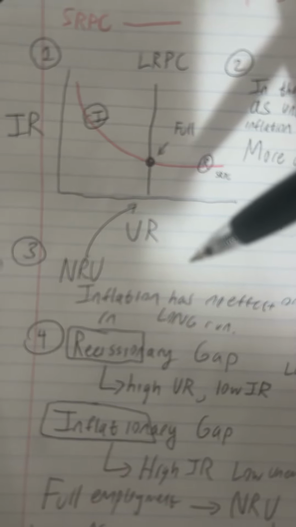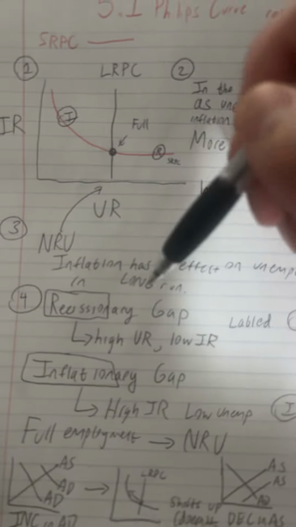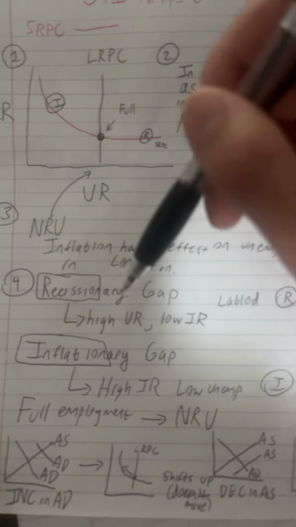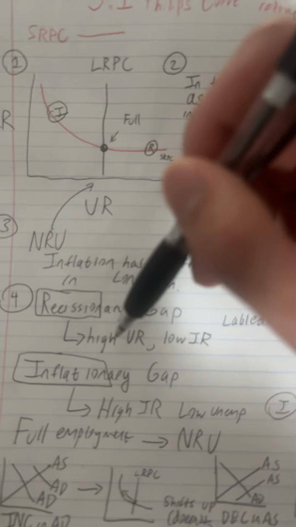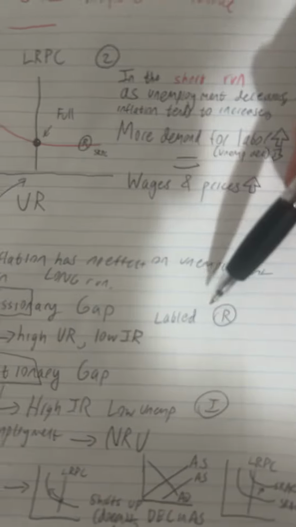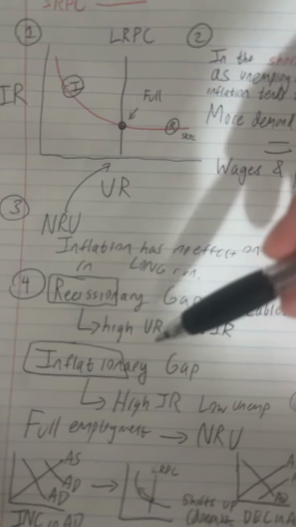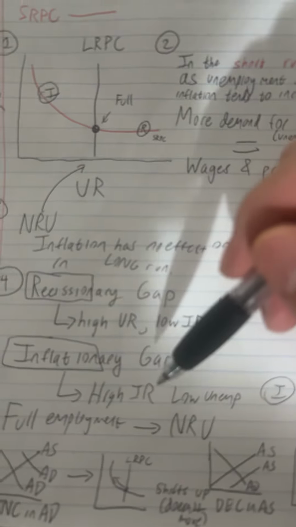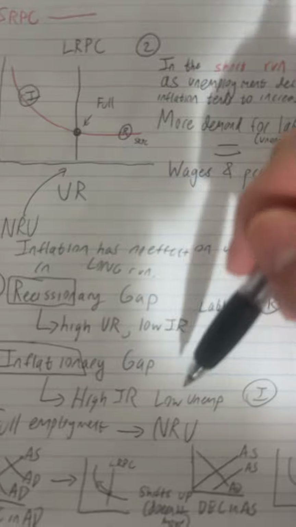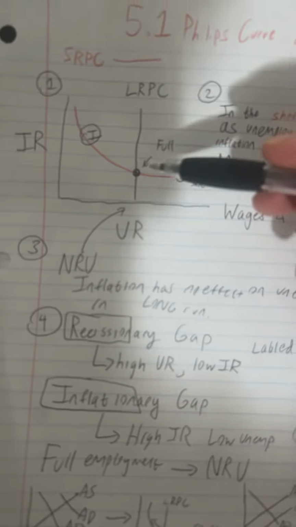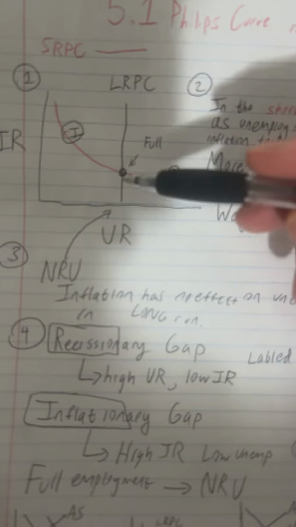And then the 3 points representing a recessionary gap are R right here. It means recession, where there's high unemployment and low inflation, and it's labeled on the graph here. Inflationary gap, where there's a high inflation rate and low unemployment, which is right here. And full employment, which is the NRU, where the LRPC intersects the SRPC.